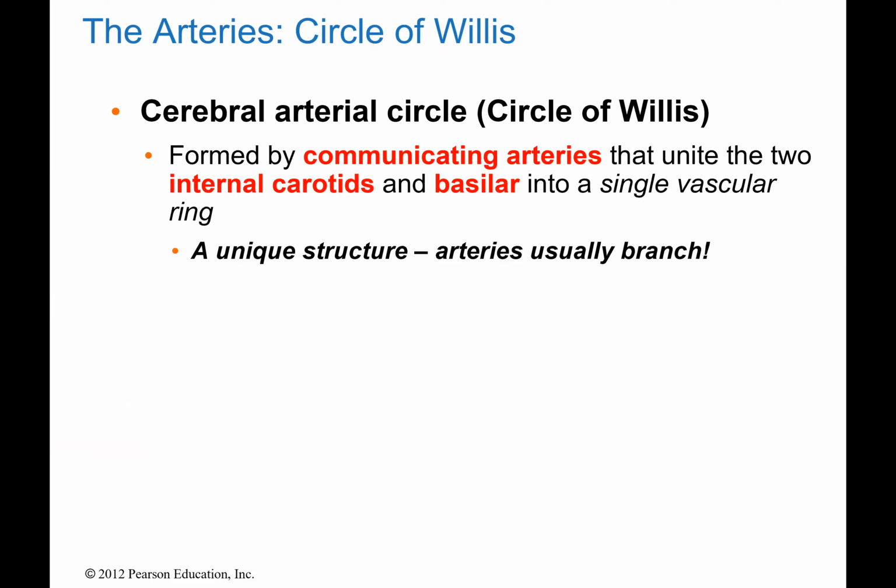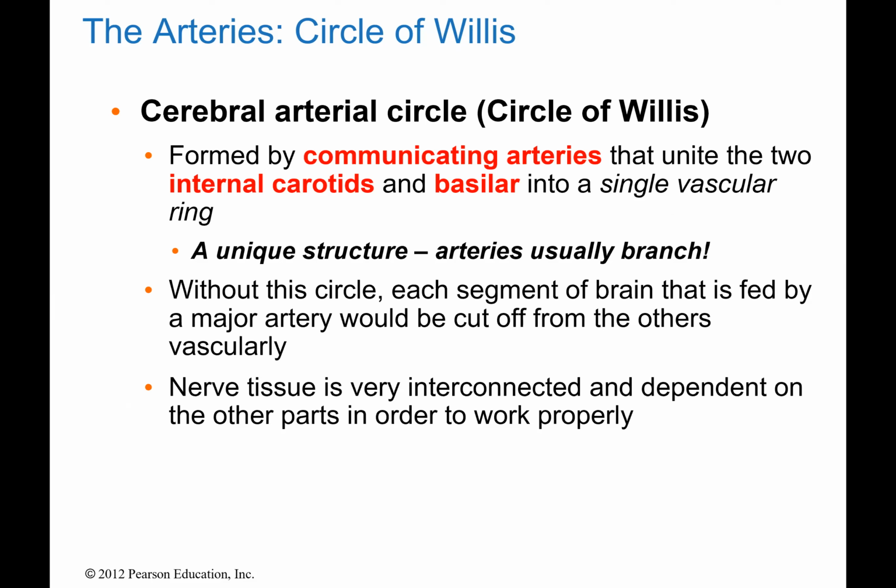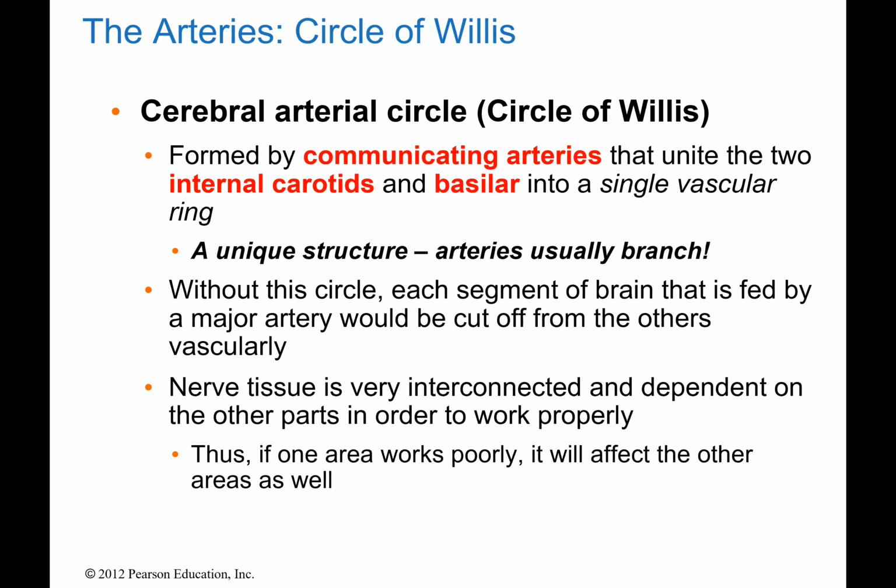So here is the significance. Without having this circle, each segment of the brain that is fed by a major artery would be cut off from the other segments vascularly. So what this means is, sorry, sidebar, nerve tissue is very interconnected. There are so many connections. If you remember, we were talking about the cerebellum, and the Purkinje cells had over 200,000 connections to other neurons. Nerve tissue is very interconnected, and they depend on other parts in order to work properly. So if one area doesn't work well, other areas are going to suffer.